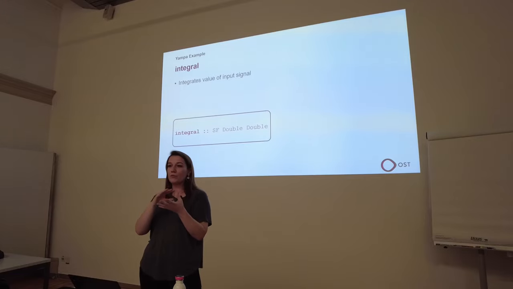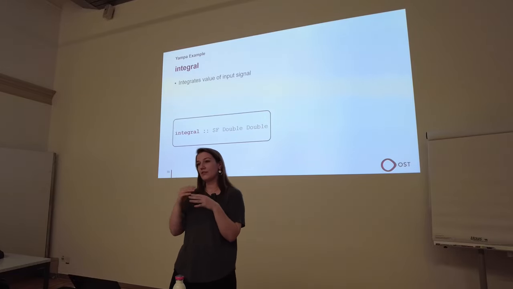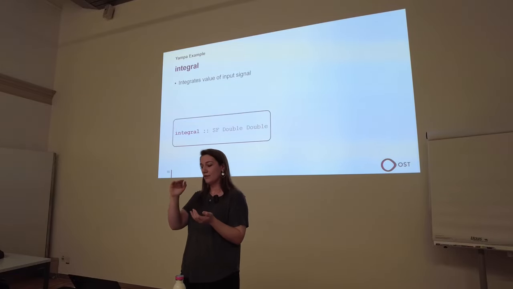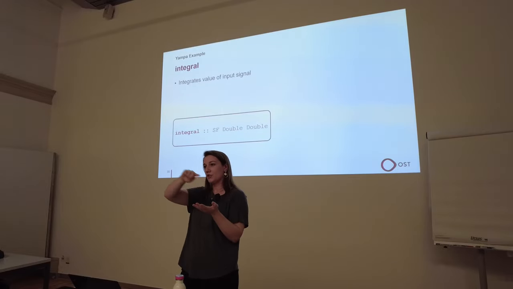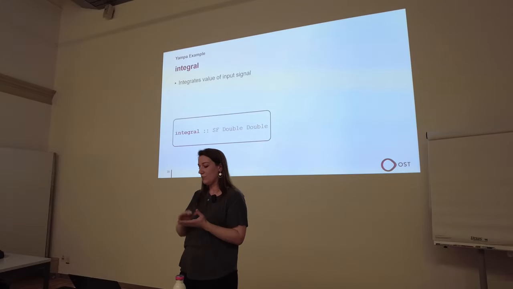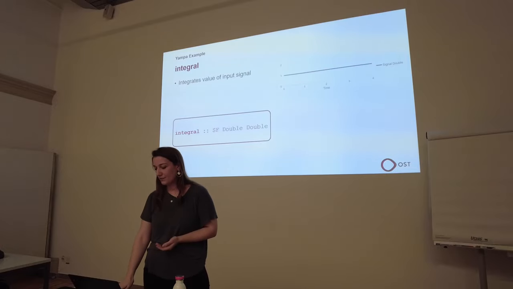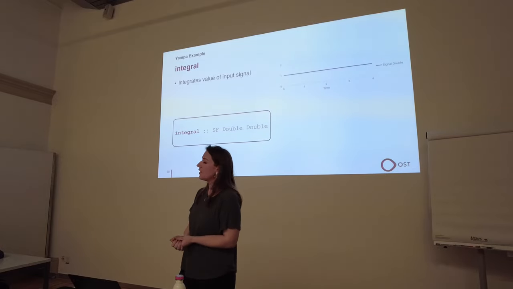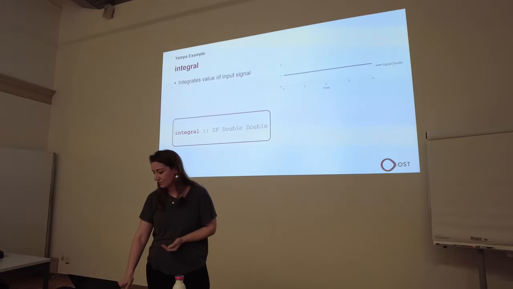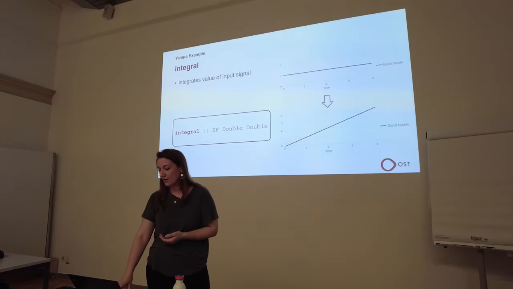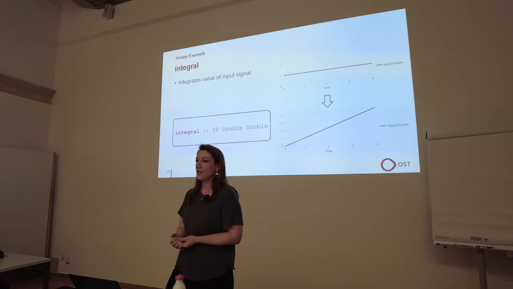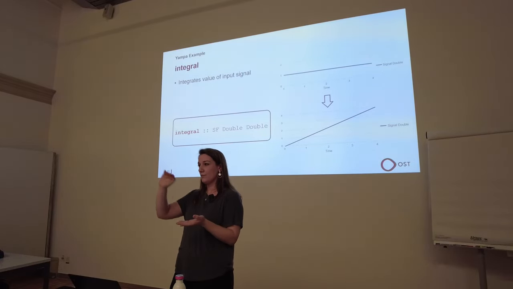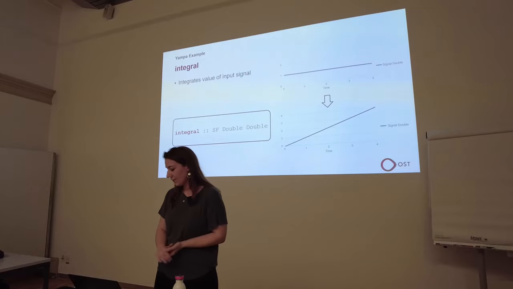Then to have a movement, we have to integrate this constant value, and then we get the position. So it's then like a movement, and we do this with integral. So this would be the input signal here, for example, 1, or with the value 1. And then the integration will look like this, and we have a movement with constant velocity.